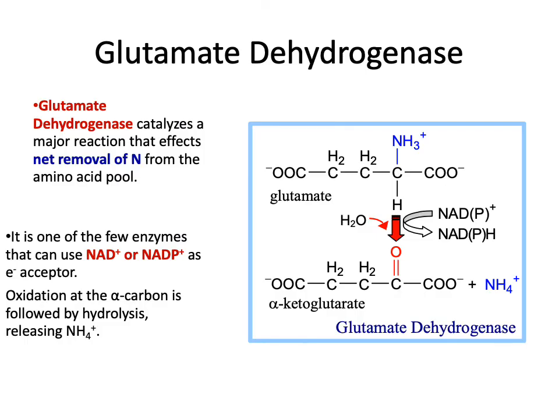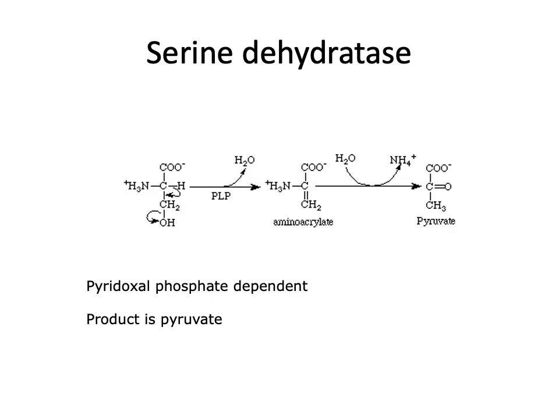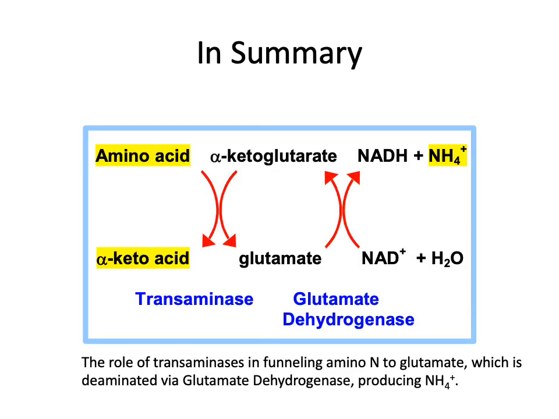So this is showing that reaction again. Remember two things about this reaction. One is the reduction of NAD or NADP to make the higher energy NADH, and the generation of free ammonia. We can also generate pyruvate directly from serine with the release of free ammonia. And that's through using the enzyme serine dehydratase. So serine can also be used to generate this free ammonia that can then feed into the urea cycle.